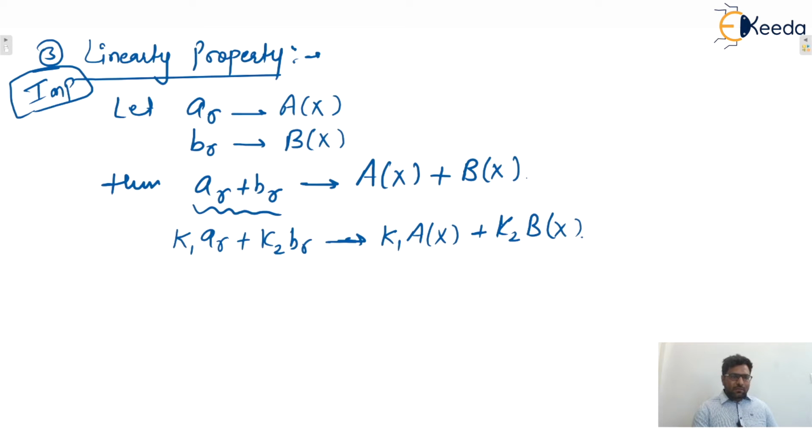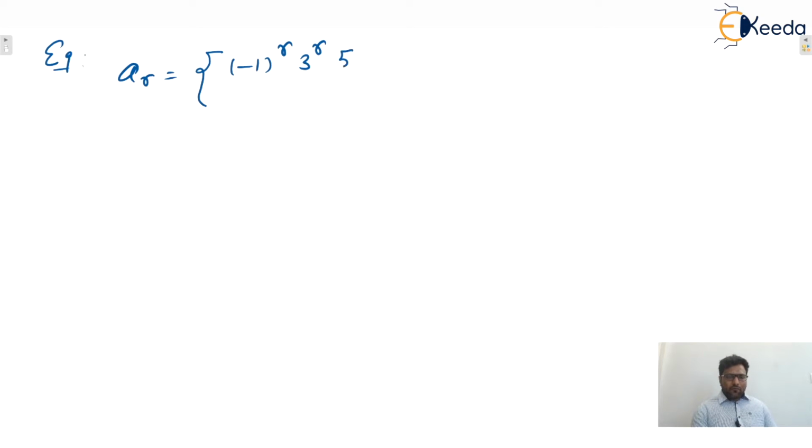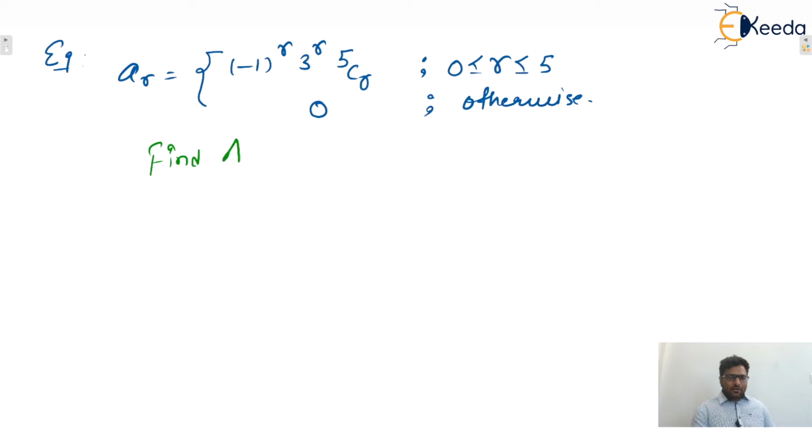So write down one example. Let's say a_r is given to you: minus 1 raised to power r, 3 raised to power r, 5Cr, where r lies between 0 and 5, and 0 otherwise. This is the given sequence. Now the question is to find the generating function.